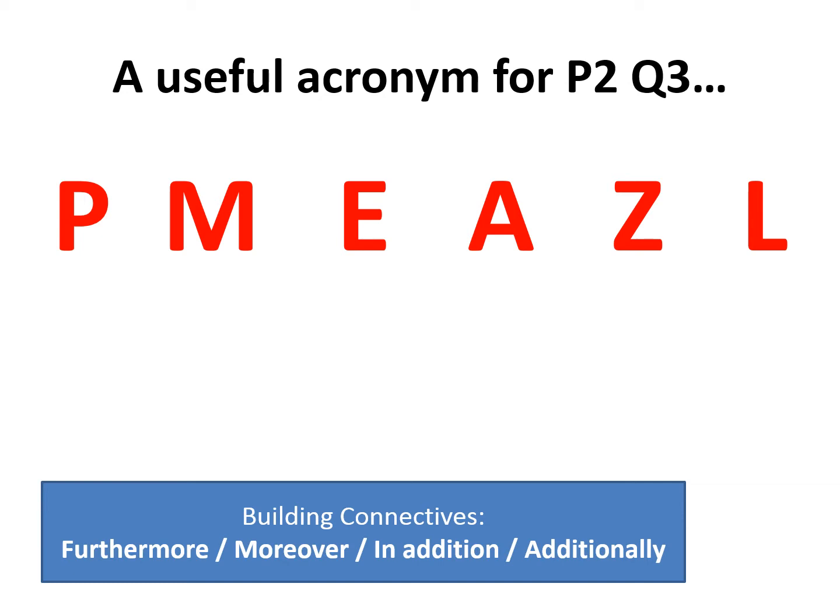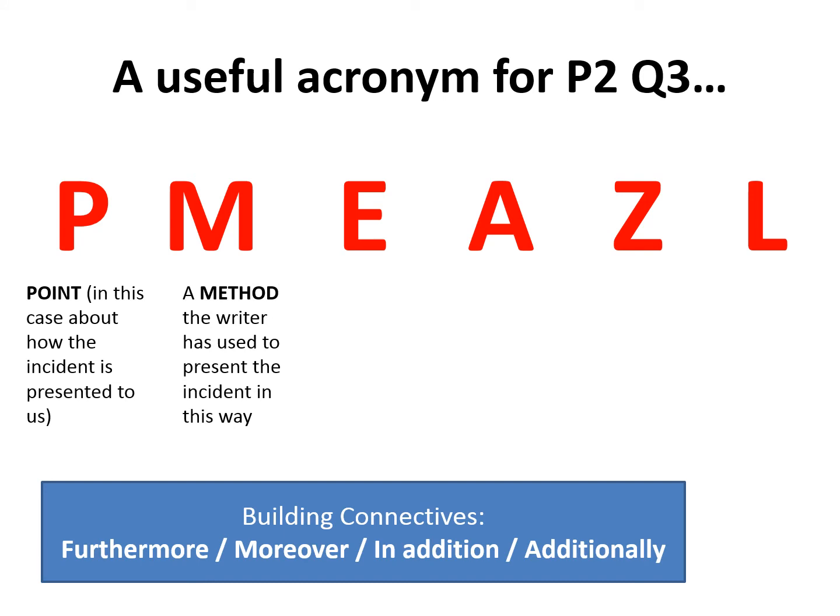So P, as you've probably already guessed, stands for point. So the point that you're going to make about how that incident has been presented to us. The M stands for method. So straight away here, you jump in with a method that the writer has used to present the incident in this way. So that could be the use of imagery, that could be similes, that could be verbs, that could be adjectives, etc., etc. Then you give your actual evidence, so the quotation, a short quotation, maybe even 2 short quotations that you could put together.